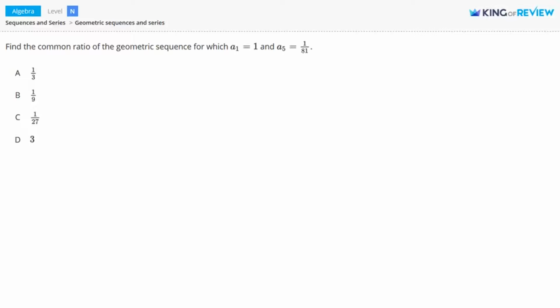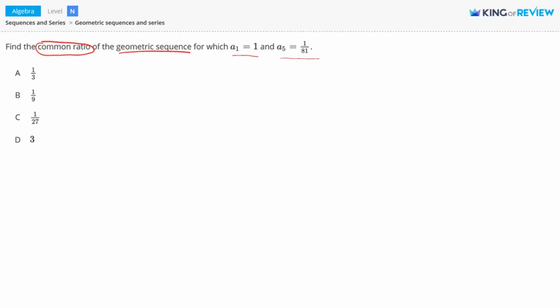Find the common ratio of the geometric sequence for which a1 equals 1 and a5 equals 1 over 81. In this problem, we're looking at a geometric sequence. A geometric sequence is a sequence or list of numbers or terms where the ratio of any term to the previous term is constant. We're given the first term, a1 equals 1, and the fifth term, a5, which equals 1 over 81. And we're asked to find the common ratio here.